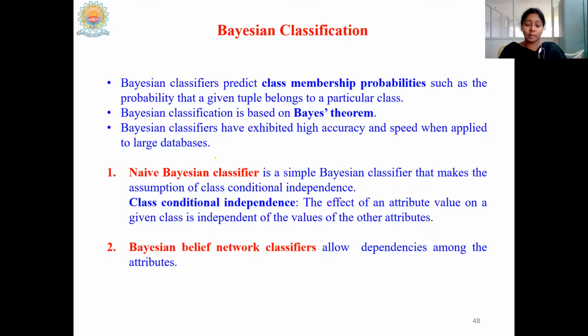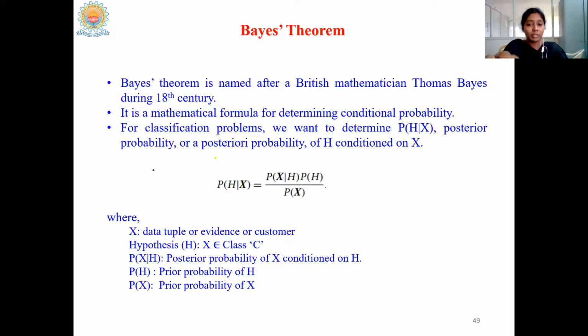So here I'm just briefing the things which we have discussed before going directly to the example of the Naïve Bayesian. It predicts the class membership probabilities, and it depends on Bayes theorem. We have two classifiers here: the Naïve Bayesian classifier and Bayesian belief networks. For the Naïve Bayesian classifier, the main assumption is class conditional independence. You need to highlight that when you are writing in exams also. Coming to the Bayes theorem, here is the formula, where H is the hypothesis which says that X belongs to class C, and X is the tuple.